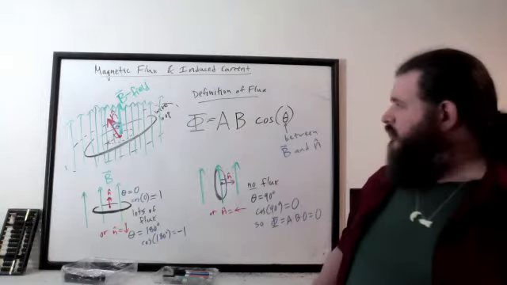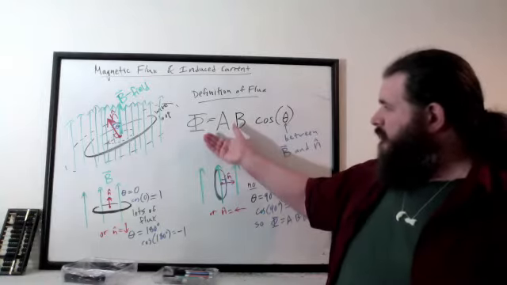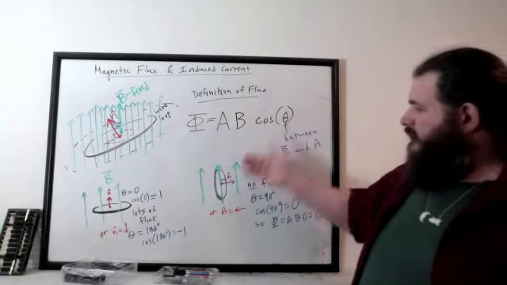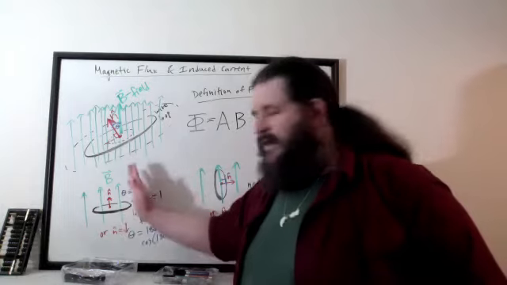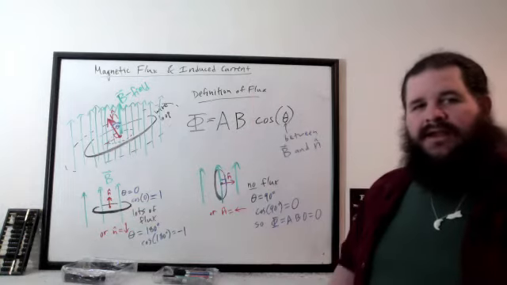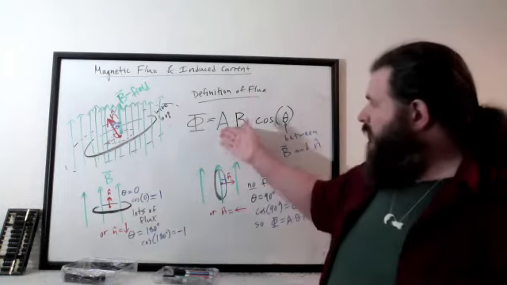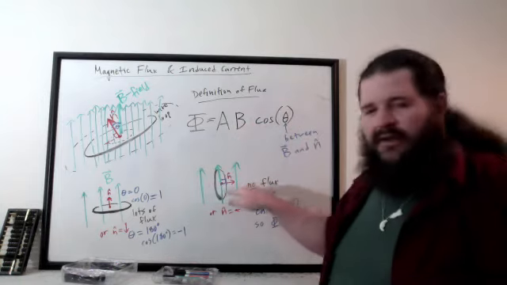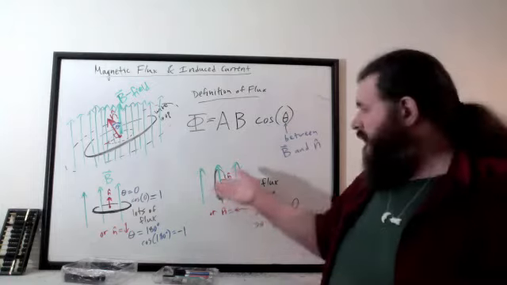So you're going to get the most flux if you have a large area loop in the presence of a strong magnetic field oriented such that the normal vector is parallel to the magnetic field. You're going to get the lowest flux if you have a small area, weak magnetic field, and an angle close to 90 degrees. And no flux at all if the angle is 90 degrees.